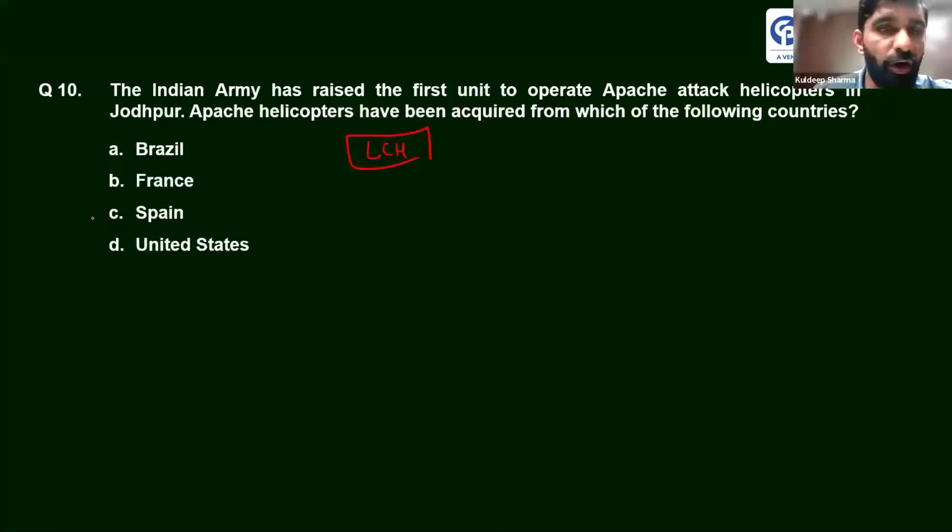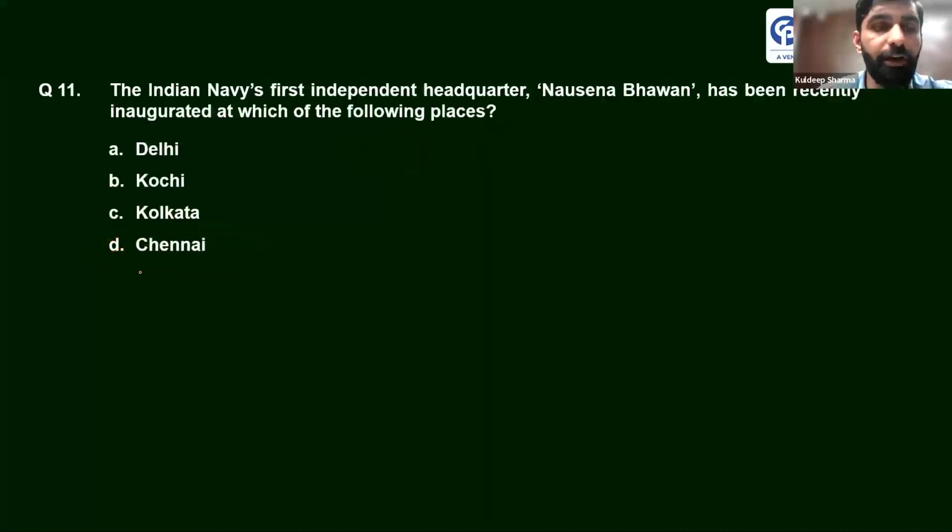These are very famous helicopters, so many of you might know this. Brazil, France, Spain, and United States were your option, and the answer would have been D, United States. So we have recently, last year only, we came into an agreement with US for supply of Apache attack helicopters to India. And our own army men, our own air force men went to US to get trained for it, and finally they have now been delivered to India. So answer for 10th would be D.